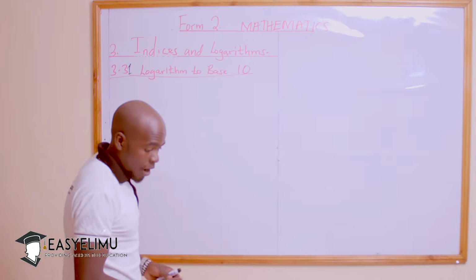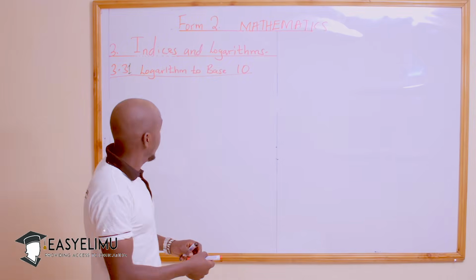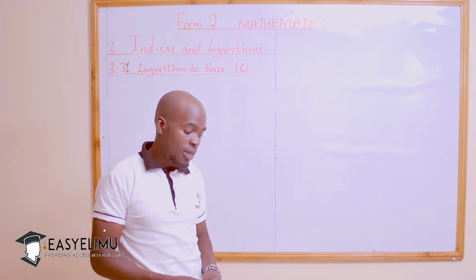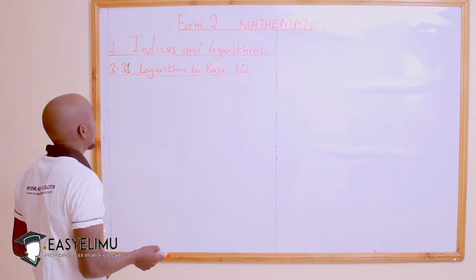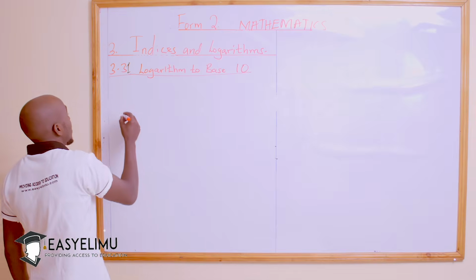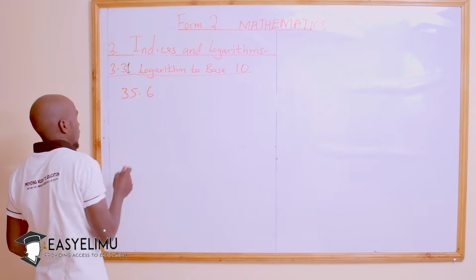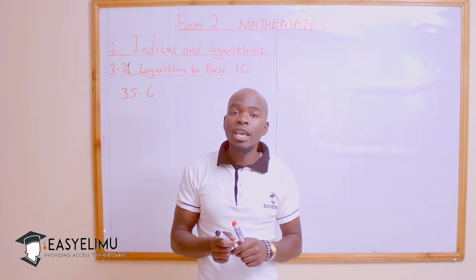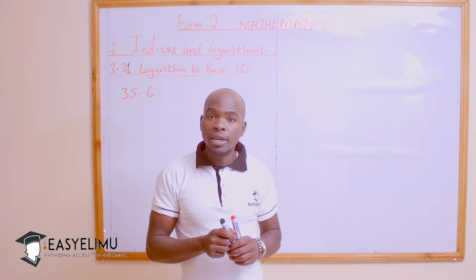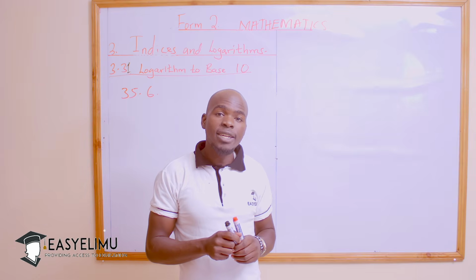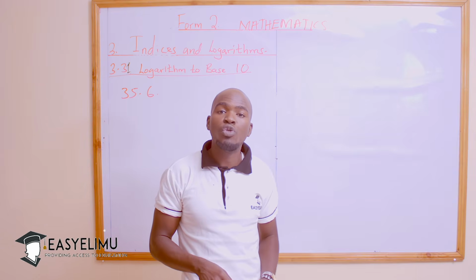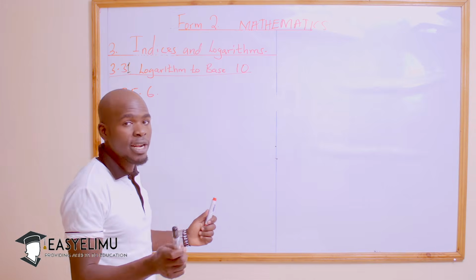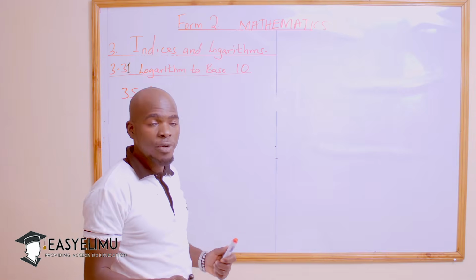Here we have a continuation of the previous session, which was powers of 10 and common logarithms. Now this one is logarithm to base 10, and under here we are going to consider some numbers such as 35.6. And if you have certain number like that, we identify that that number will lie in between 10 and 100, meaning that the logarithm of that number will lie between 1 and 2. That is the logarithm of 10 and logarithm of 100, to base 10.